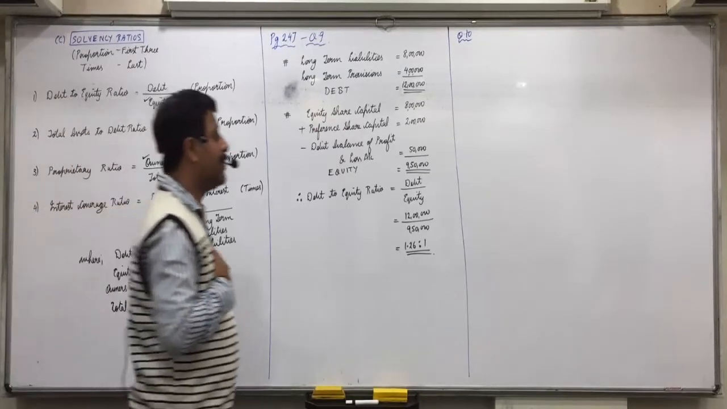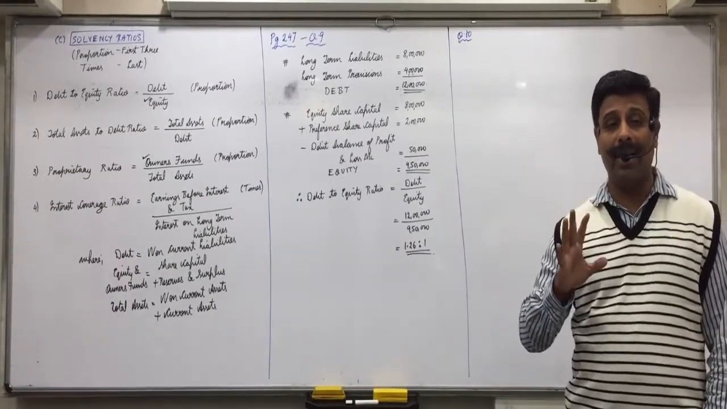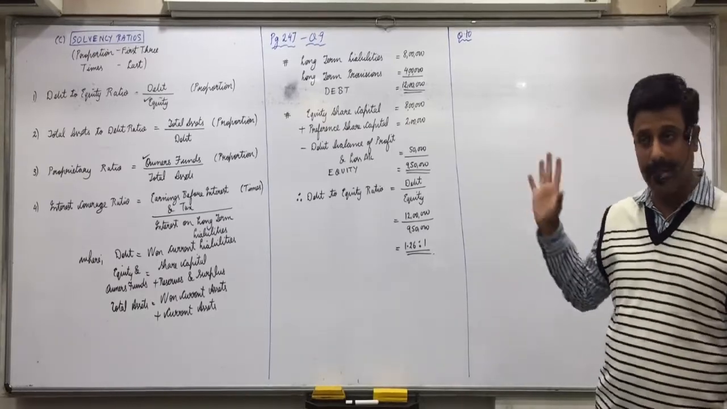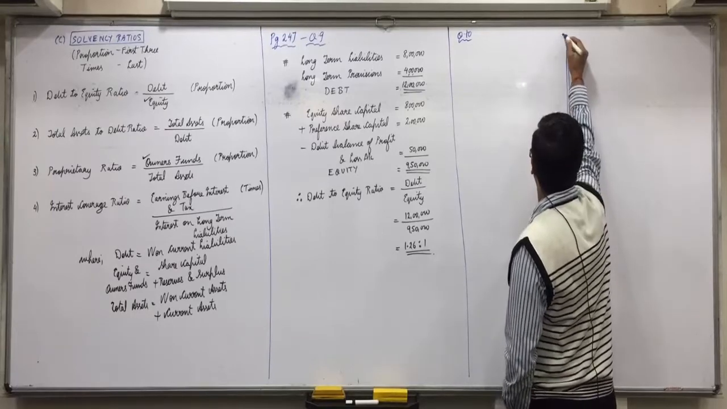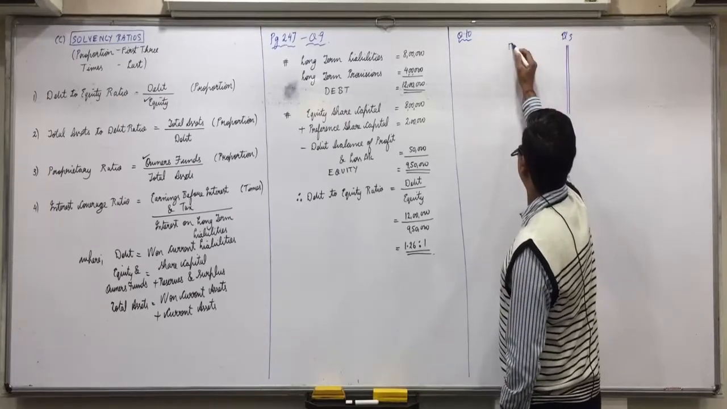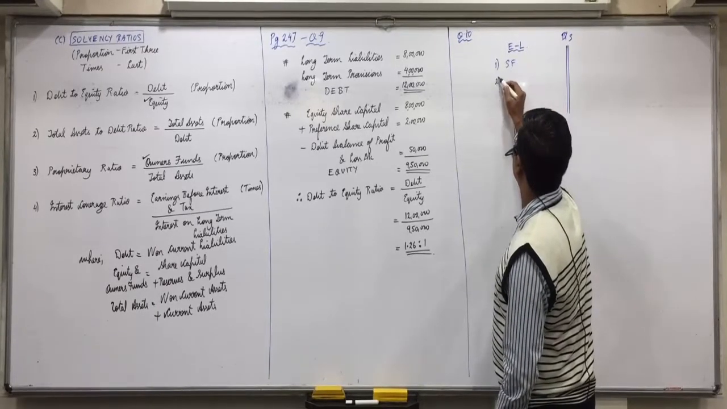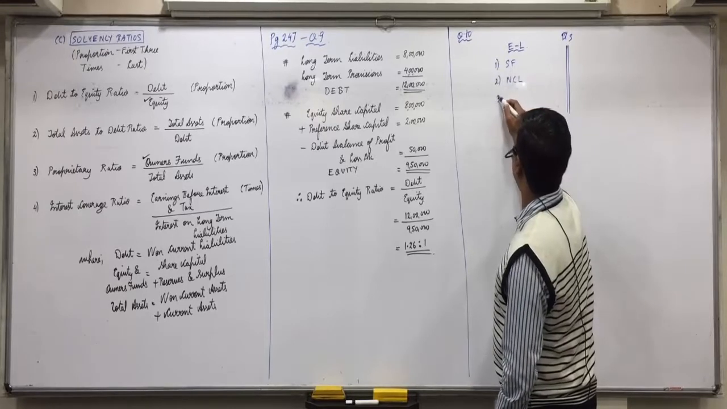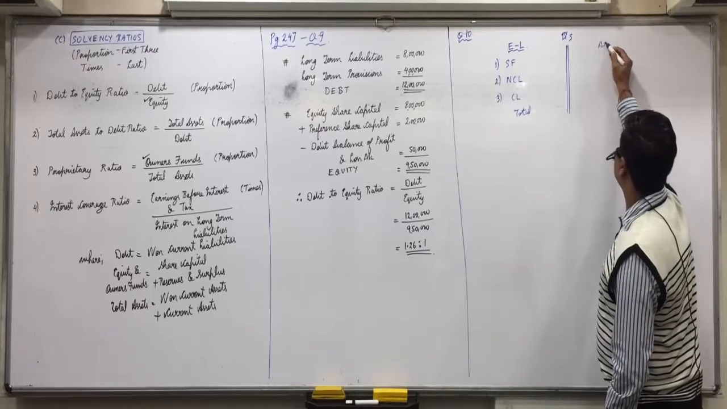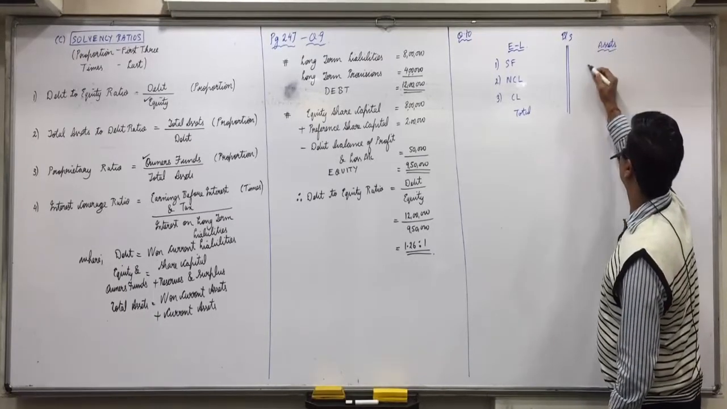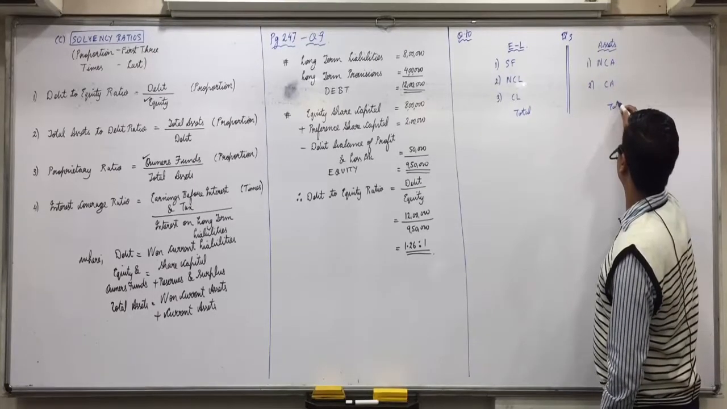Understand the logic behind this. Same balance sheet format, what we did in chapter 3, I am writing in horizontal form instead of vertical to understand it. So, in balance sheet, equity and liabilities include shareholders' funds, non-current liabilities and current liabilities. Assets include non-current assets and current assets.